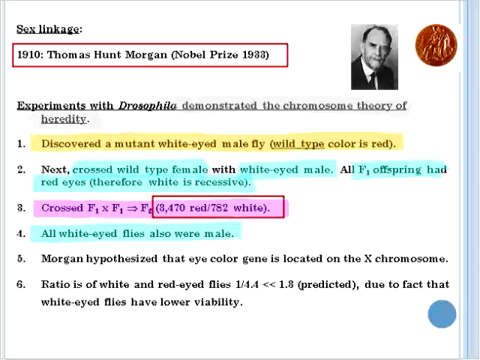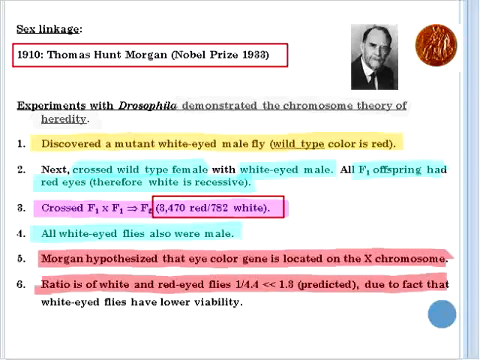This led him to hypothesize that the eye color gene is indeed located on the X chromosome. And he did see a ratio of 1 to 4.4, which is less than 1 to 3, but white-eyed flies have a lower viability. They don't survive in as large numbers.